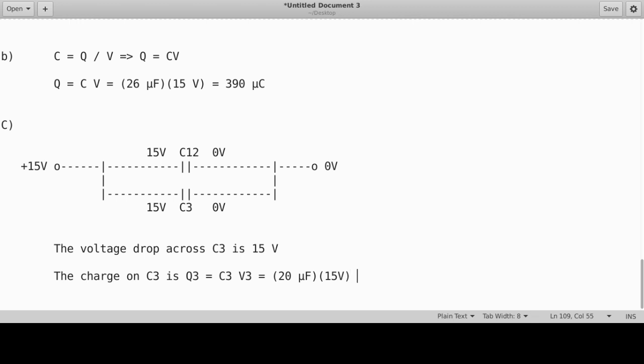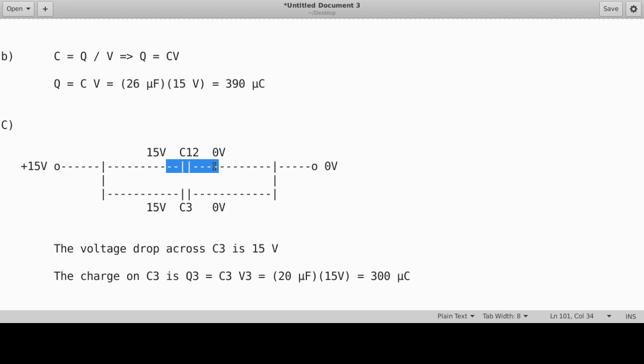And so the charge accumulated on that is going to be 300 microcoulombs, like that. Remember, the total charge is going to be 390, and just C3 by itself has 300. So you know this one had better come out to be 90 microcoulombs, okay? But we'll see that in a minute. So we want to do all of them.